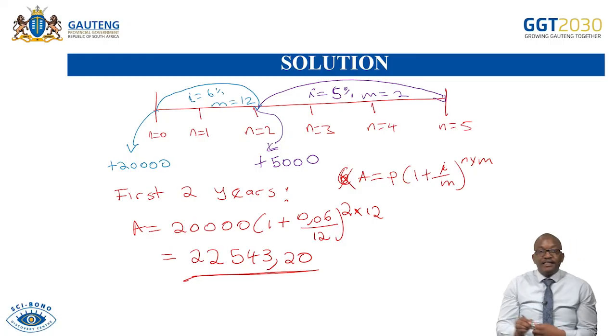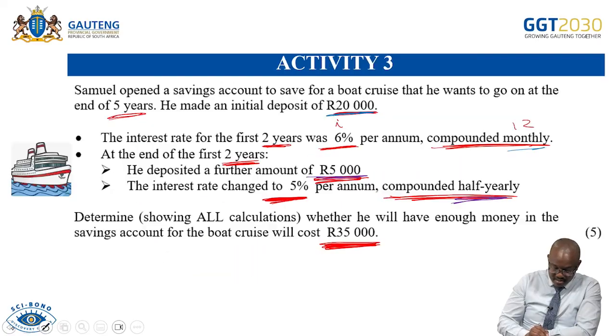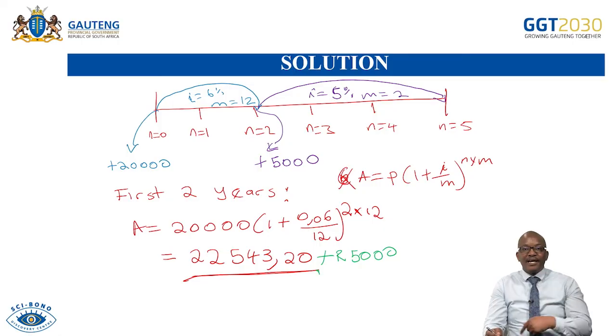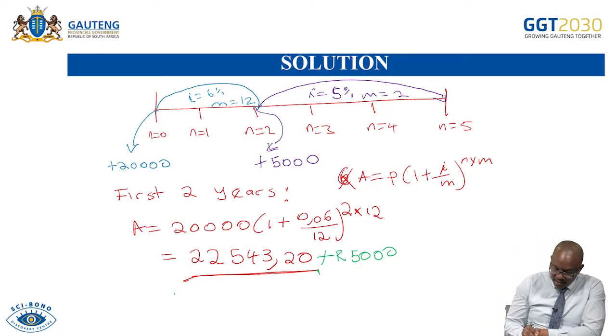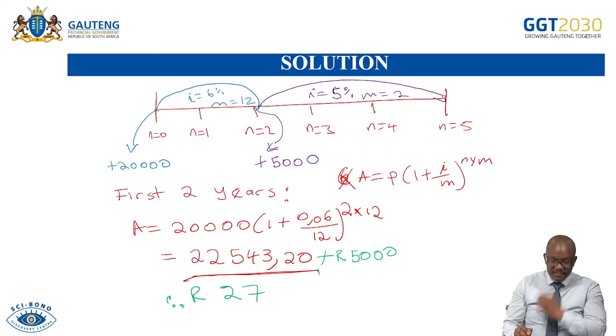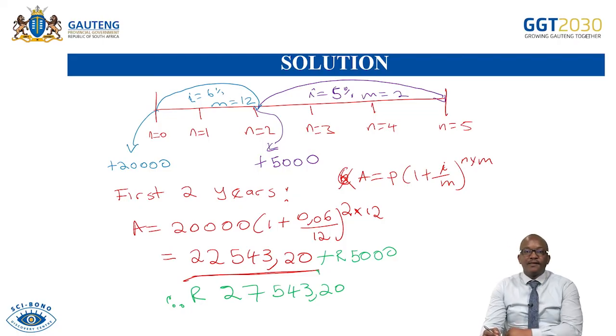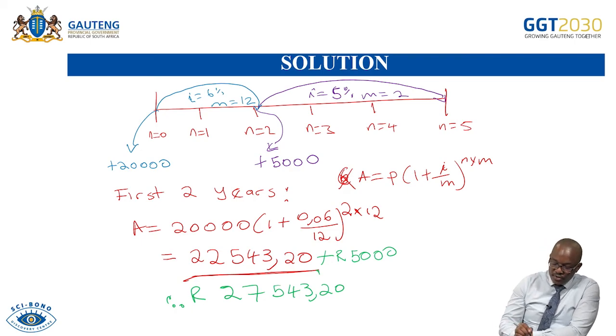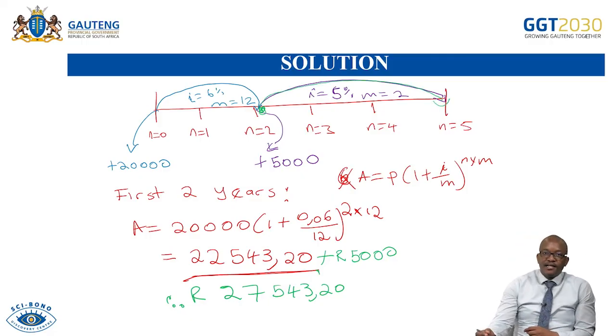And at the end of 2 years now, Samuel deposited what? Deposited the amount of 5,000. I hope now you understand why I am adding 5,000 there. Then now the total amount that will be in that account will be 27,543.20, correct? That is the amount that will be in that investment account. So now you can see that from year 2 to year 3 there is no other disturbance.